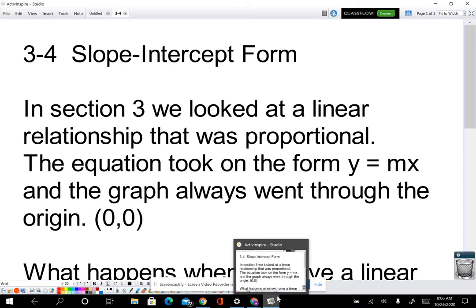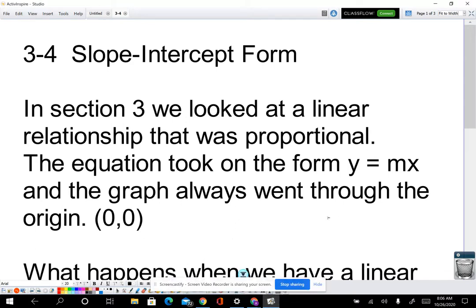Section 3.4 is slope-intercept form. In Section 3, we looked at linear relationships that were proportional. And when that happened, those equations or those linear relationships took on the form of y equals mx. And that's because the graph always went through the origin. So the y-intercept was always 0.